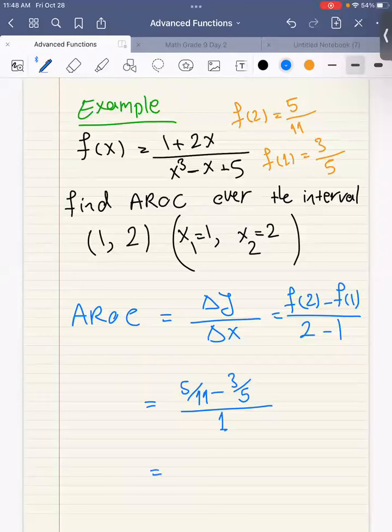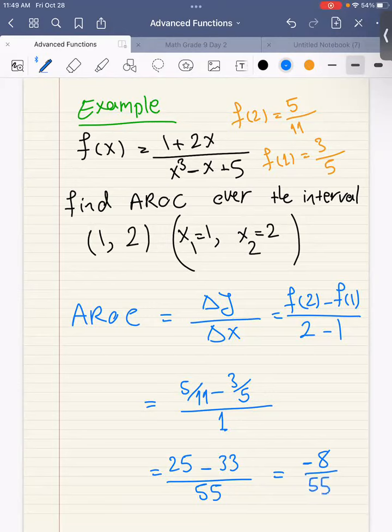So this would be equal to, so 5 over 11 is 25 over 55, minus 33 over 55, right? Which is equal to, what is 25 minus 33? Right? So that is the average rate of change over this interval from x equal to 1 to x equal to 2.